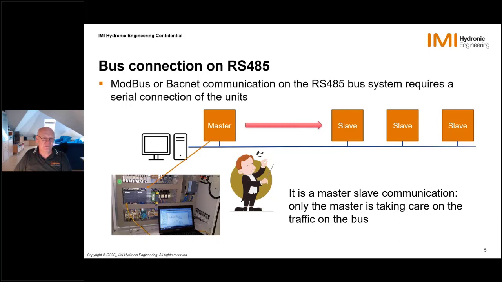As you can see here in this photo, the master is this PLC unit in the switch cabinet connected to a PC, to a laptop, where the screen is used to show what's happening on the system itself. So the PC or the laptop is only a platform where you can see some things and the reactions of, for instance, the actuators and the valves.